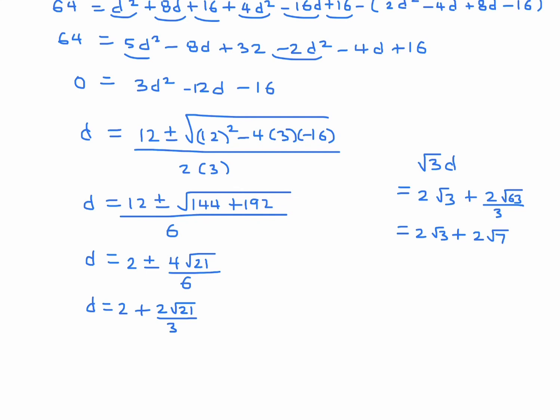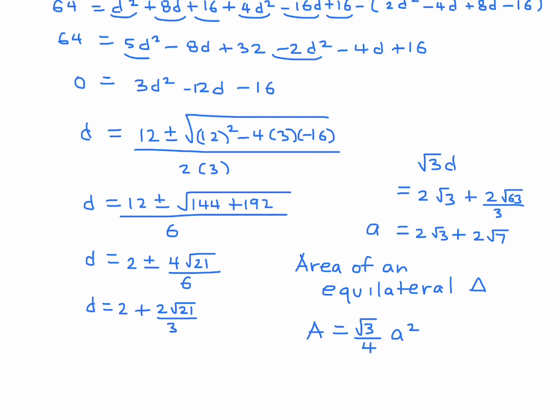Okay, and that is the side length of the equilateral triangle. Now, I hope you remember the area of an equilateral triangle. There's a formula for that. It is very beneficial to know that because it saves a lot of time. And that is that the area would be root 3 over 4 times a squared, where a is the side length. And this is our a.